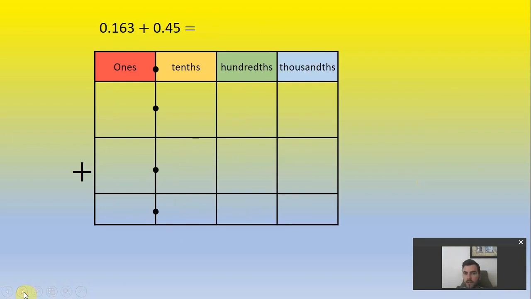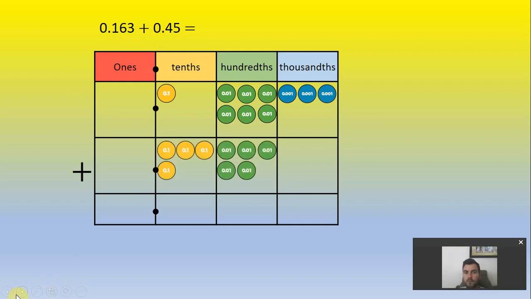This time we've extended our columns into thousandths now. Sometimes when we use decimal places, we look at numbers to 3 decimal places. So here we have 0.163, or 0 and 163 thousandths, add 0.45, both of which are represented below.